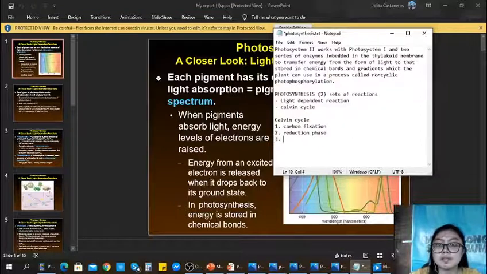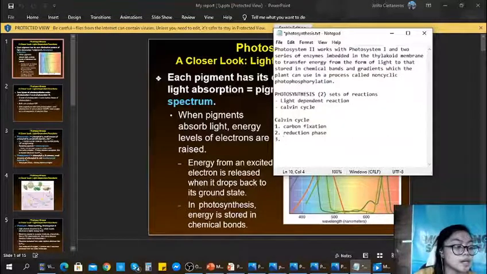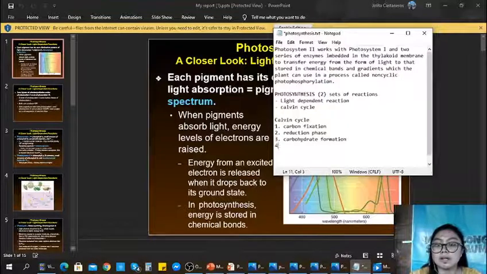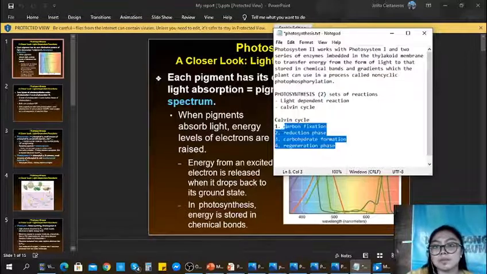reduction phase. The third one is carbohydrate formation, and the last one is regeneration phase.